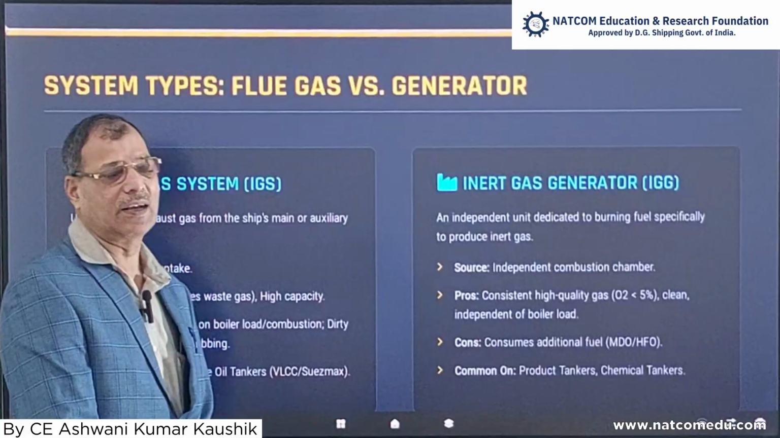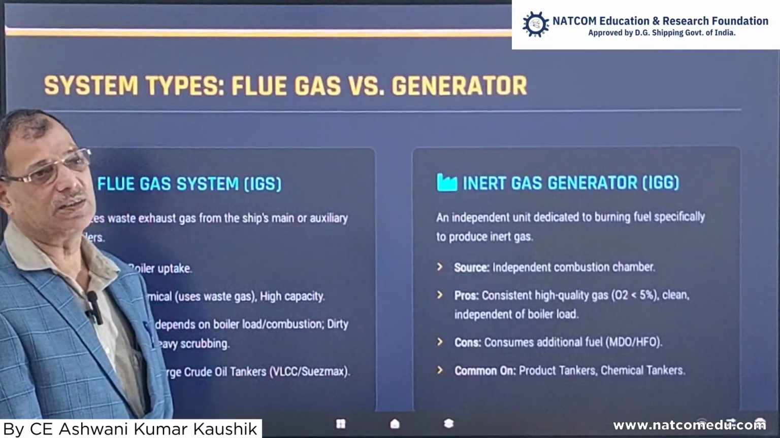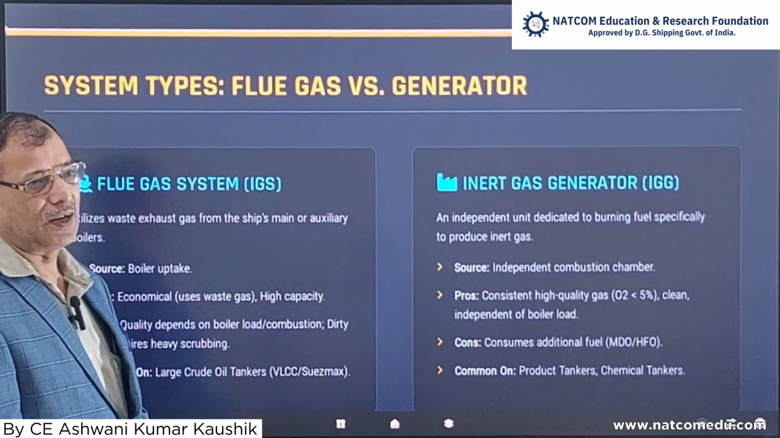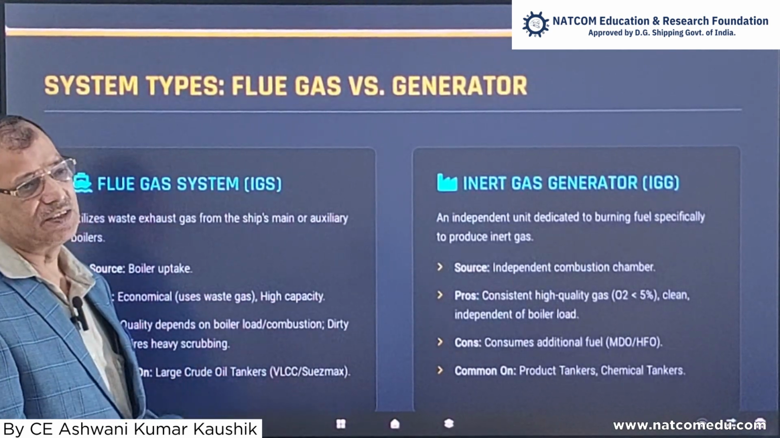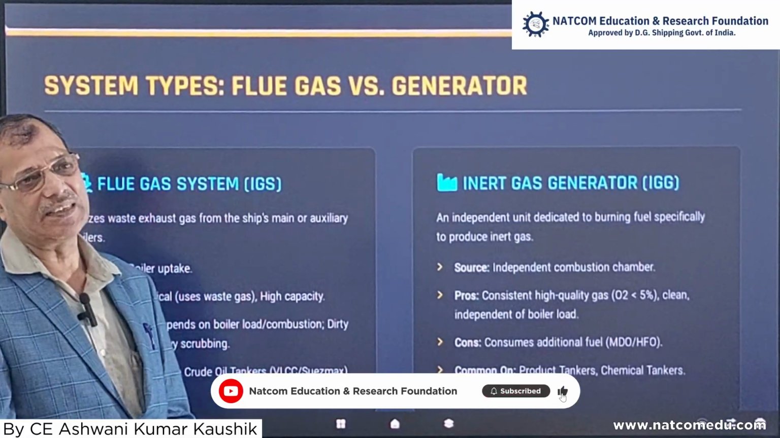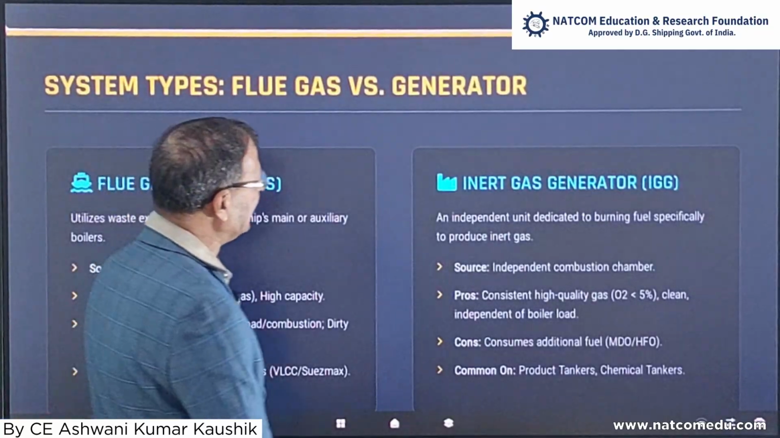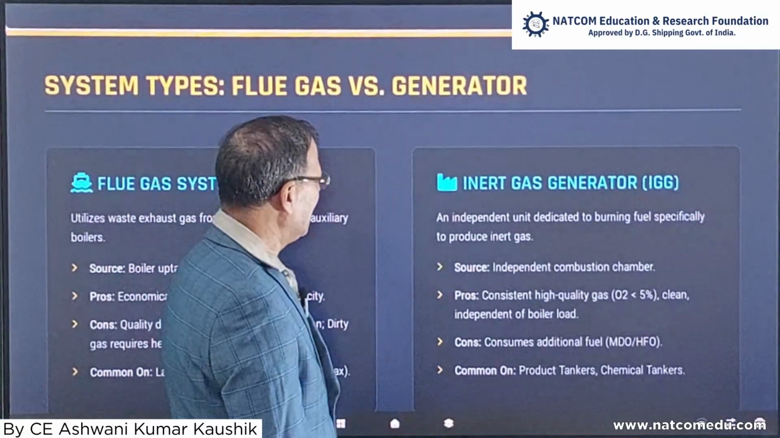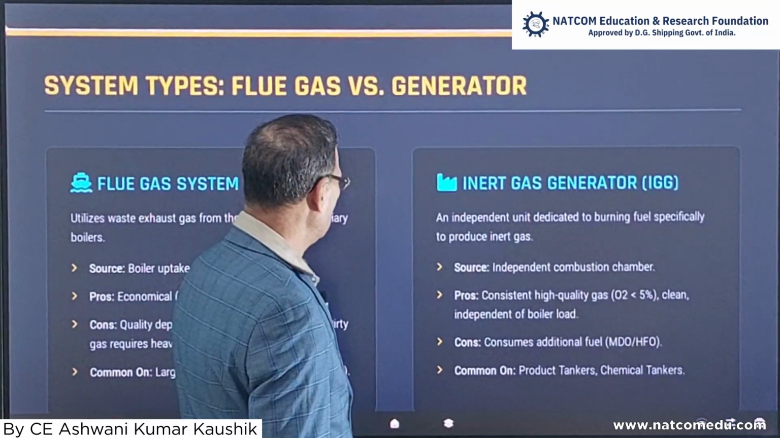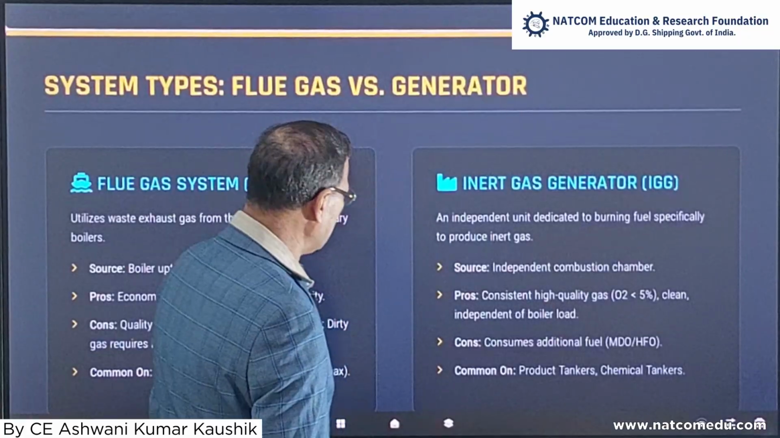When you are burning fuel in the auxiliary boiler, that smoke goes up the uptake. At the uptake, there is a suction for the IG system. There is a valve, and when you start the system, there is an automatic valve that will open. Second thing, the inert gas generator IGG system, an independent unit dedicated to burning fuel specially to produce inert gas. Source: independent combustion chamber.